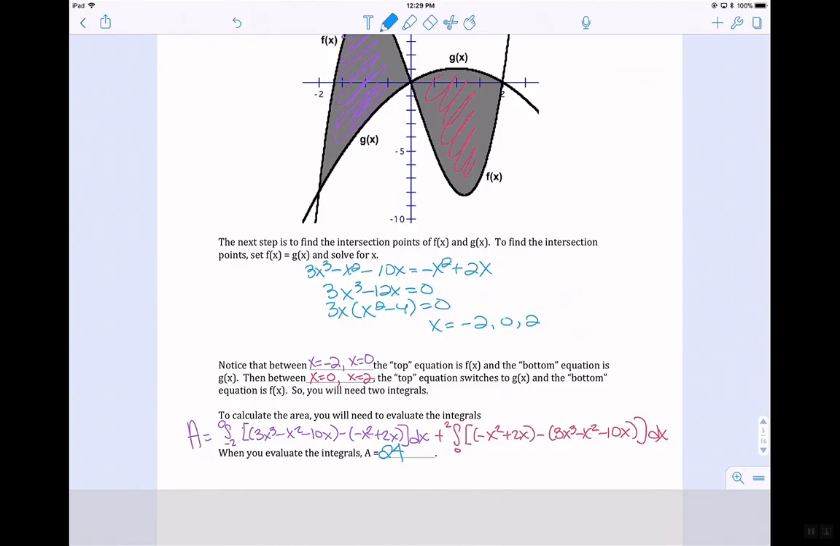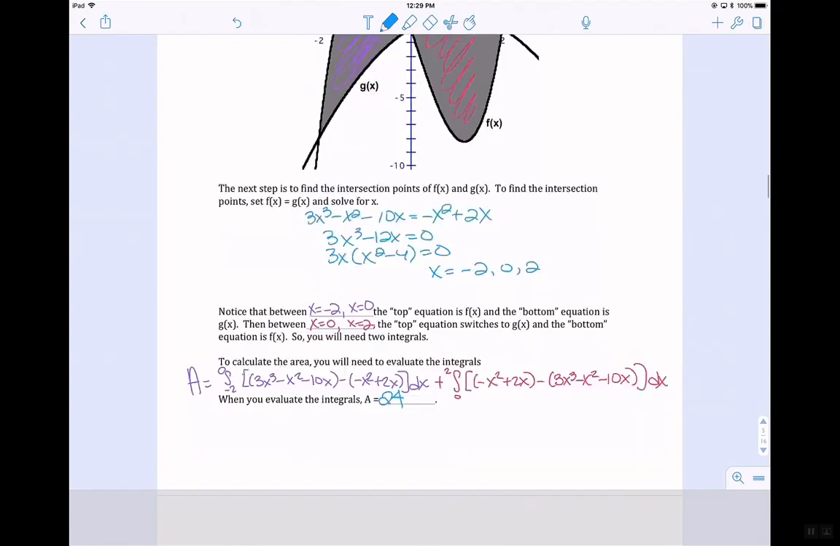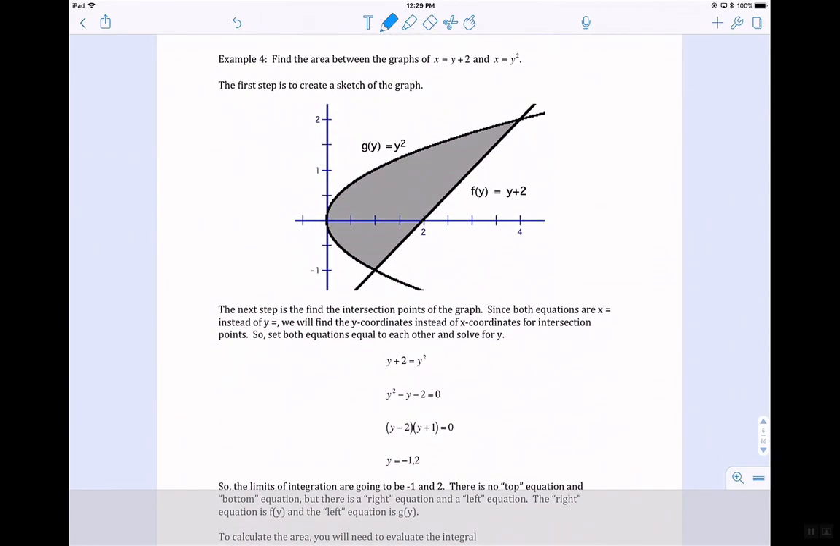So now let's take a look at the next example. So now, one more little example, and now it's kind of a sideways parabola and a straight line. Okay, so how this is different. This is different because now my x equation is isolated, and so I have this parabola and this straight line. I can find intersection points the same way.